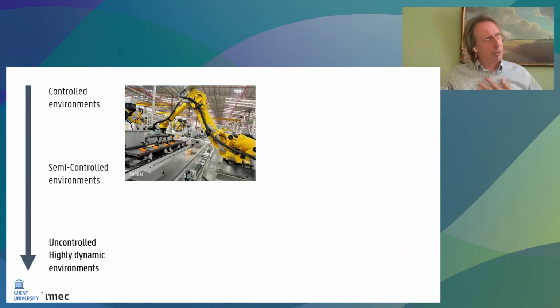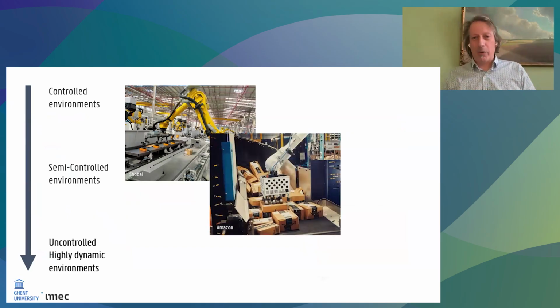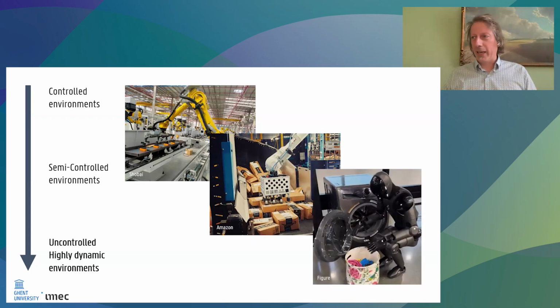everything is predictable. And recently, of course, we've become interested, or we've always been interested, but only now we've been able to deal with semi-controlled environments. So, for example, this Amazon robot is taking parcels coming down a chute and then stacking them. But of course, what we'd really like is robots that operate in highly dynamic environments, such as the home, the ultimate dynamic and unstructured environment.